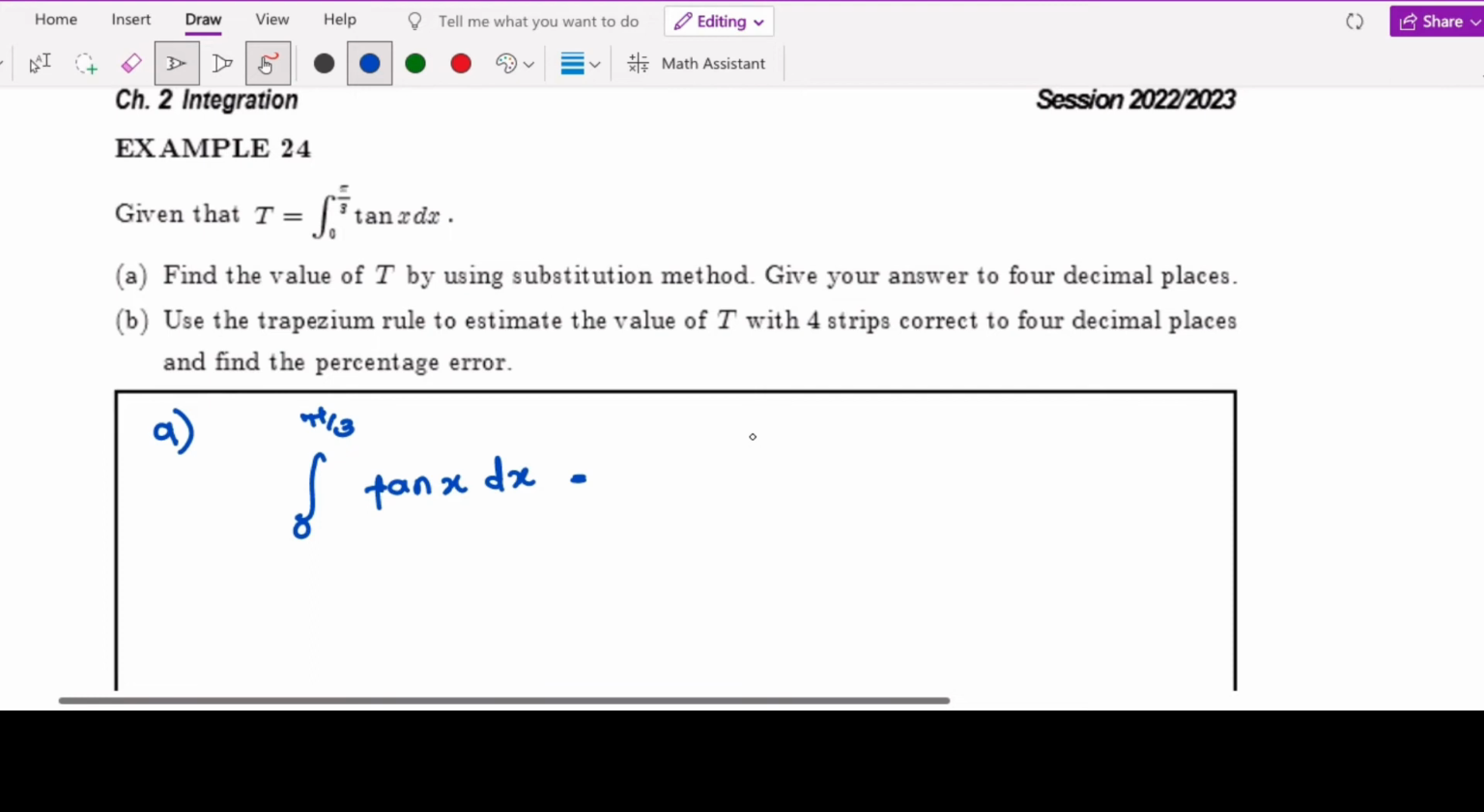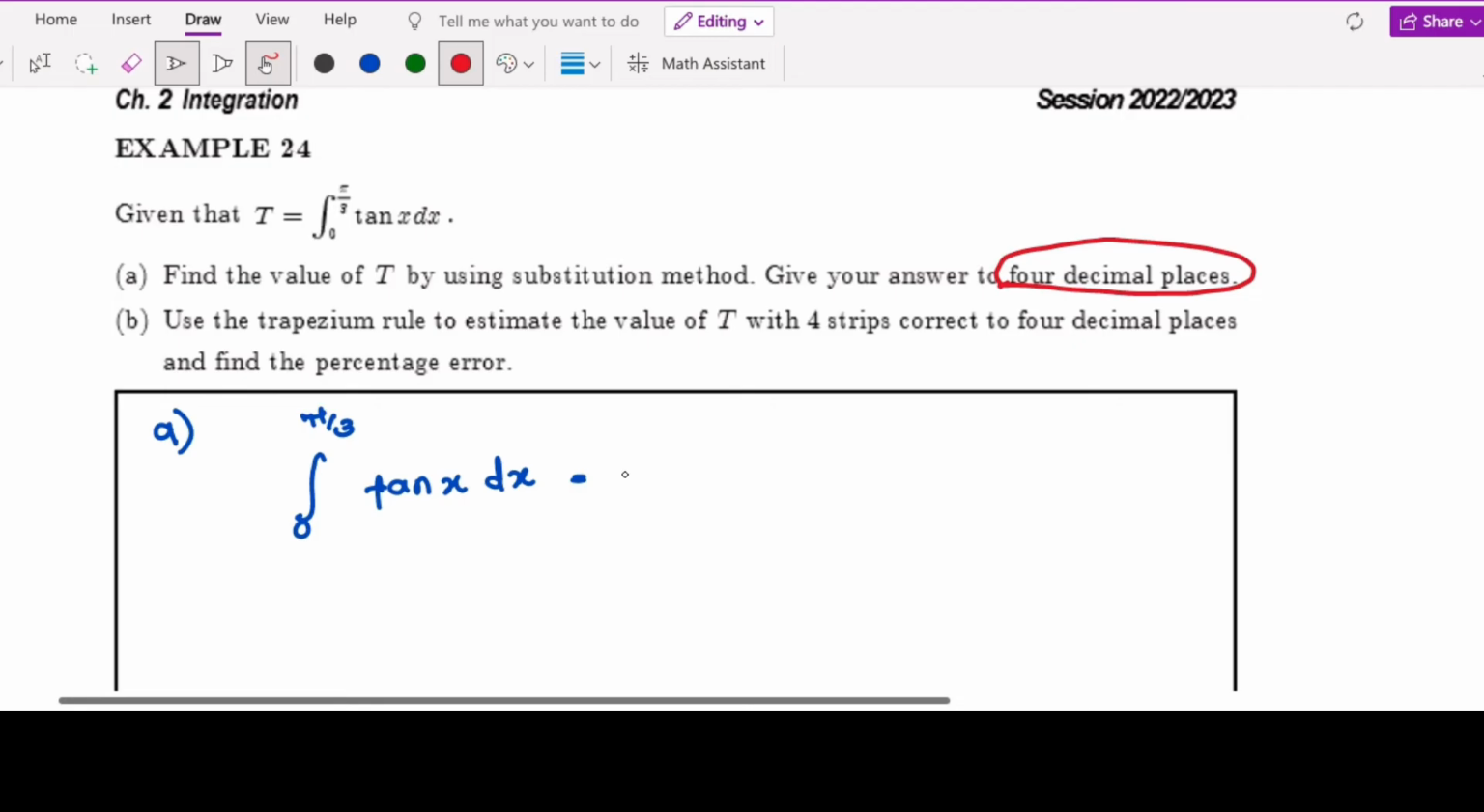Example 24. Given that t is equal to the integral from 0 to pi over 3 of tan x dx. The first question asks you to find the value of t by using the substitution method. Give your answer to 4 decimal places. Remember, your final answer must be in 4 decimal places.